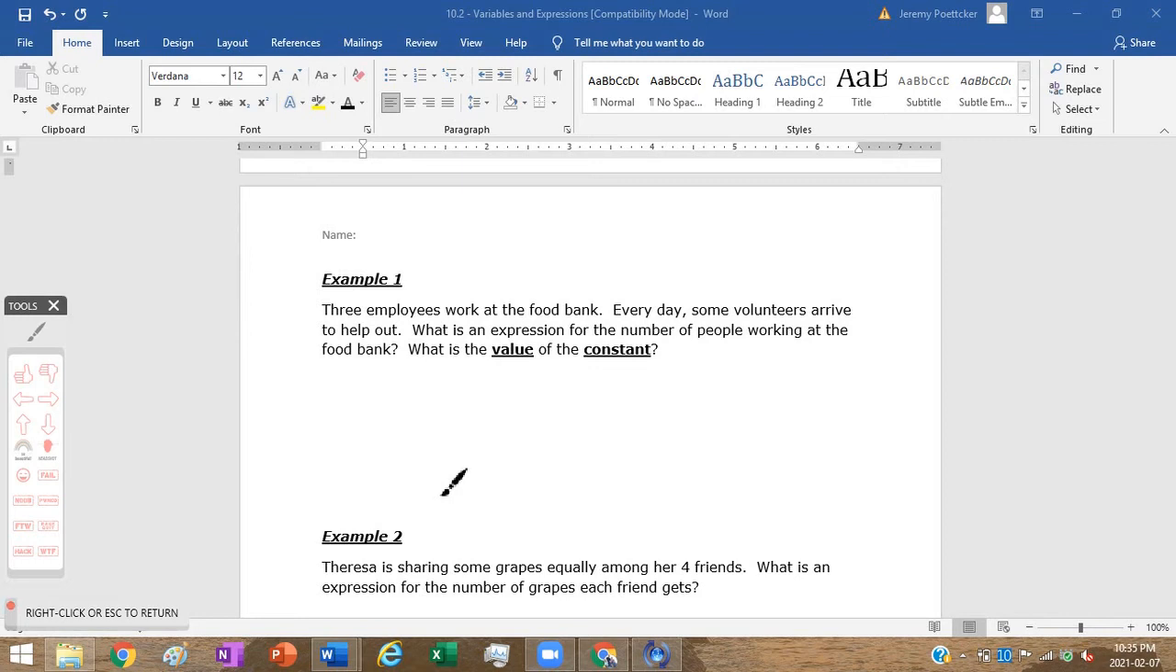What is the value of a constant? Here's another place where this word value comes up. Value is simply telling us what a number is equal to. Often we use it to talk about what is the particular value when we're talking about a variable. We can also say what is the value of the numerical coefficient, as in what number is it? What is the value of the constant, as in what number is it? So in this case, 3 people work at the food bank. That's the constant. There's always 3 people.